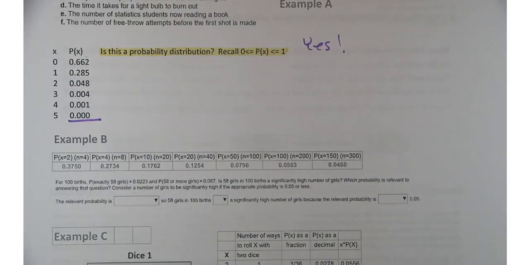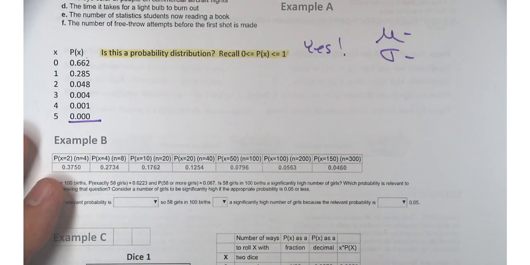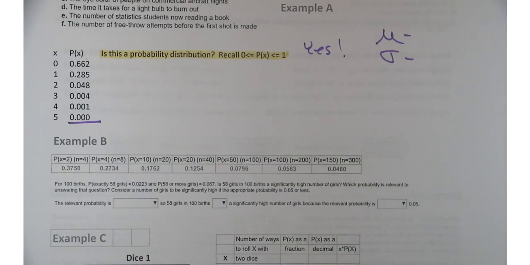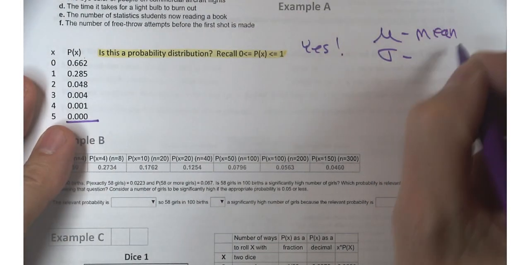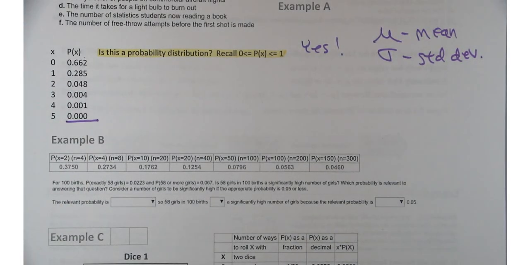But we're going to go a little bit beyond that and work with not only whether it is a probability distribution, but we're going to find 2 other things about these probability distributions. The first one is mu, the second one is sigma. Do you remember this notation? What do these Greek letters mean? What's the mean and standard deviation? Yeah. First one is your mean, second one's your standard deviation. We're going to need to find the mean and standard deviation for your probability distributions.